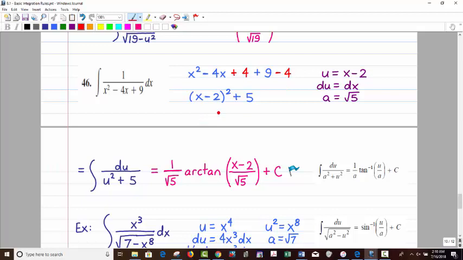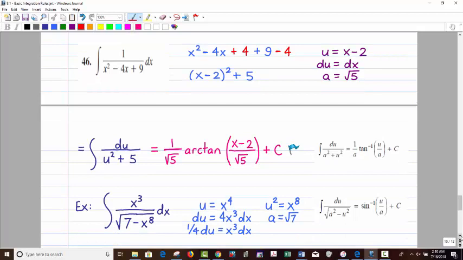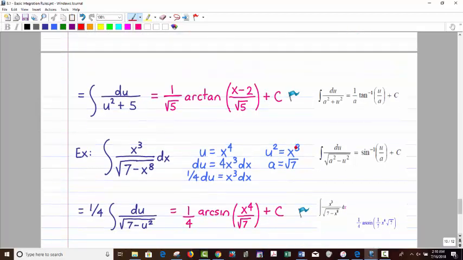So it's x minus 2 squared plus 5. And then a would be the square root of 5, and u would be x minus 2. du is dx. So then we have 1 over a. See, there's the formula right there. 1 over a, 1 over the square root of 5. Arctan of x minus 2 divided by the square root of 5 plus c.